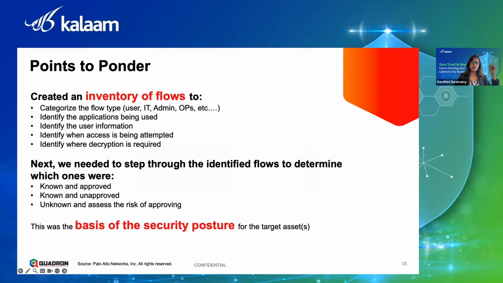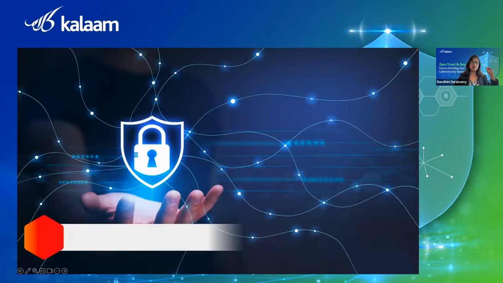Map the transaction flows. What you need to do is categorize the applications, users, access, decryption. And then you will always say which are the subjects or workloads that are known and approved, which are known but unapproved, and which are unknown, and you need to assess the risk of approving it. So this is the basics of how you map the transaction flows.